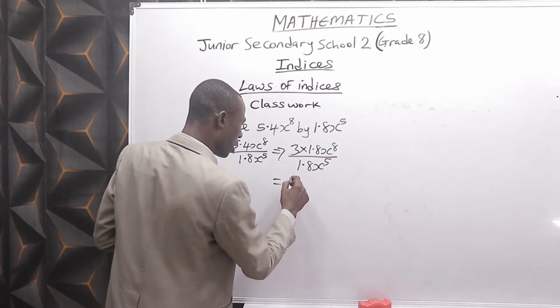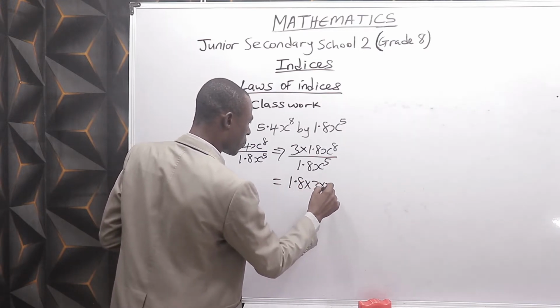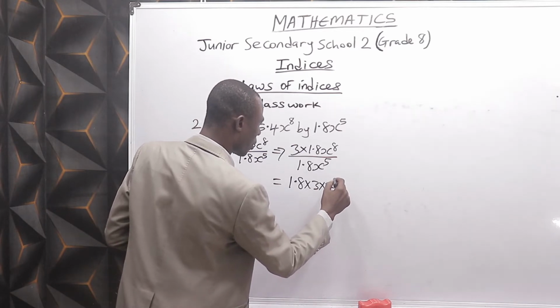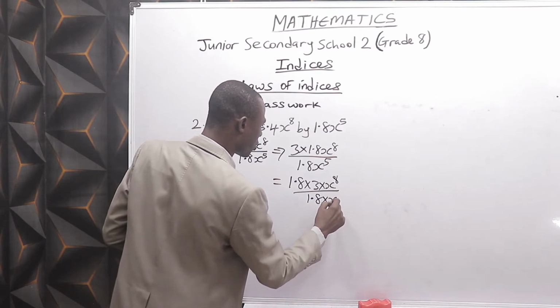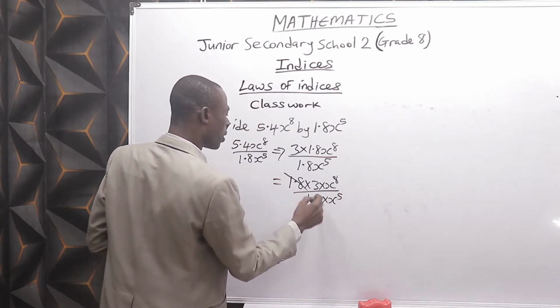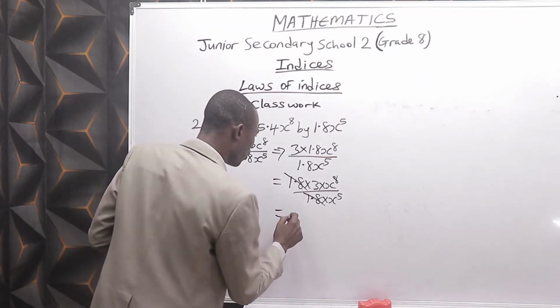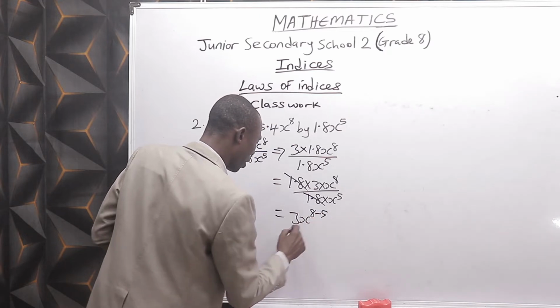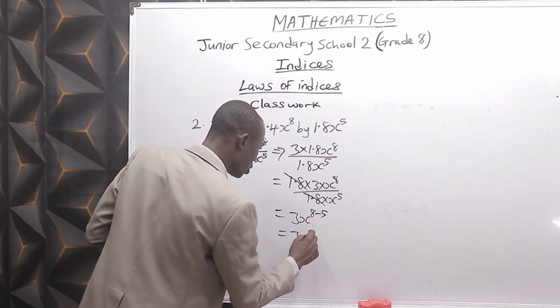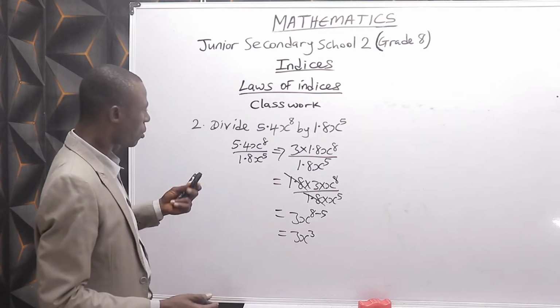This is rather written as 1.8 times 3 times x raised to power 8 divided by 1.8 times x raised to power 5. 1.8 we take care of 1.8. So we have 3x raised to power 8 minus 5, which is 3x raised to power 3. Do you understand? So that is it.